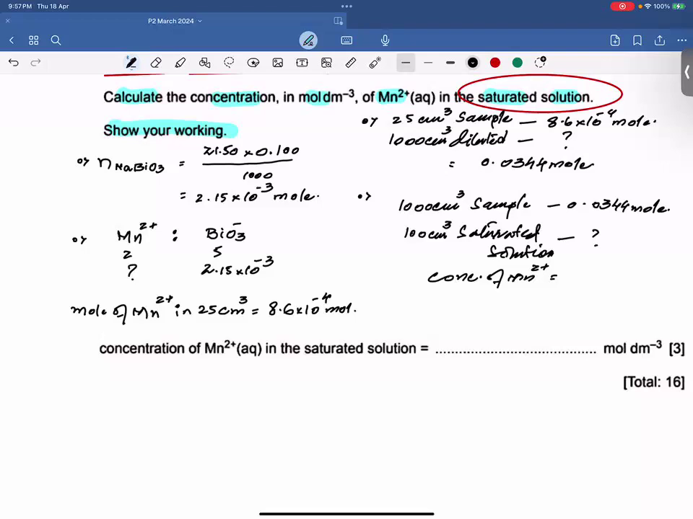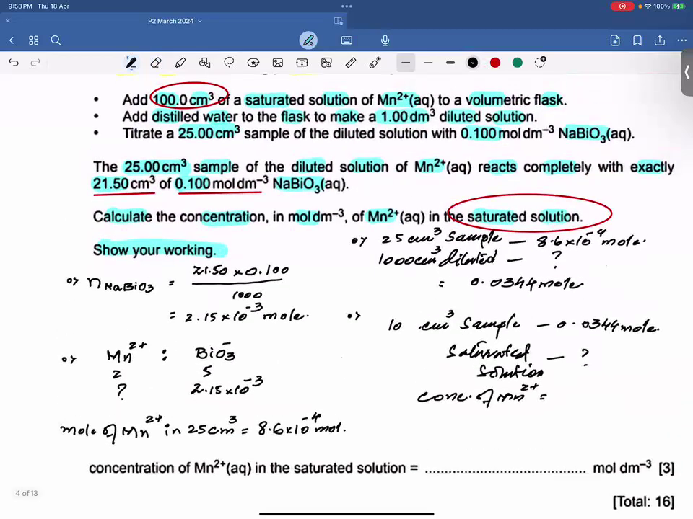Hold on. Let me check my calculation again. 2.15 × 10^-3 multiplied by 2 divided by 5. You will get this much, into 100 divided by 1000. Oh, my bad. I got the point. That's not 1000, that's actually 100.